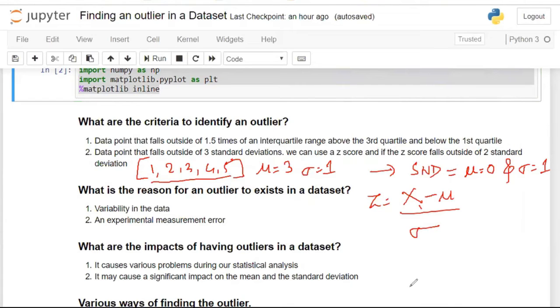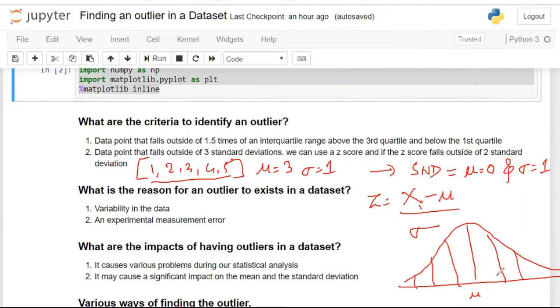And always remember, guys, in a standard normal distribution, the center point is basically my mean. This is my first standard deviation, this is my second standard deviation, and this is my third standard deviation. Any data that falls beyond this third standard deviation is considered an outlier.